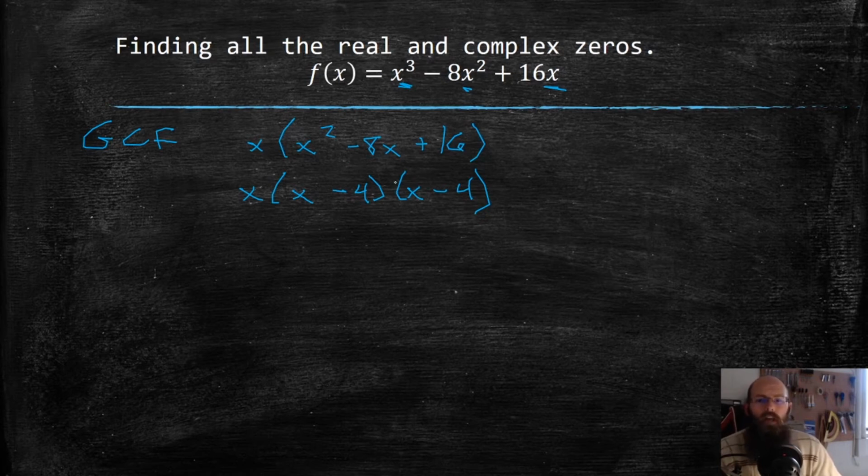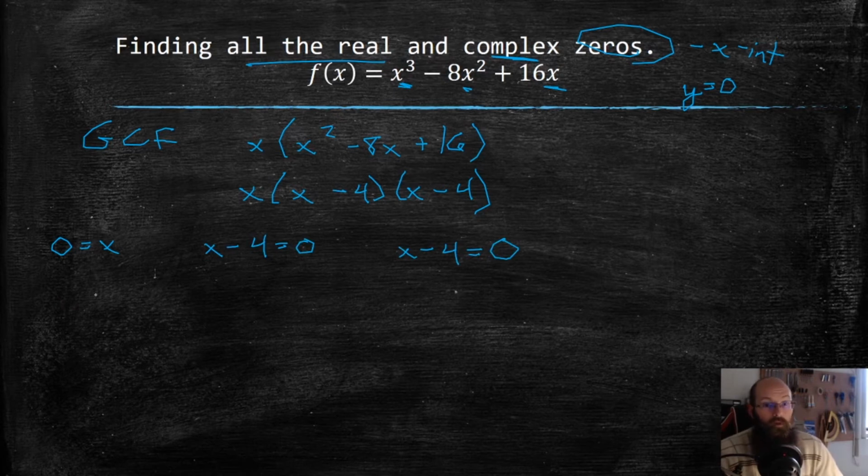So it works. Now I need to find all my zeros, right? Real and complex. So I need to set each of these chunks equal to 0. Because remember again, my zeros are also another word for my x-intercepts. To find an x-intercept, you set y equal to 0. So 0 equals x, x minus 4 equals 0, and x minus 4 equals 0. So that one's just done, right? X equals 0. I'll switch it around because I like that format better. And then x equals 4, and x equals 4.